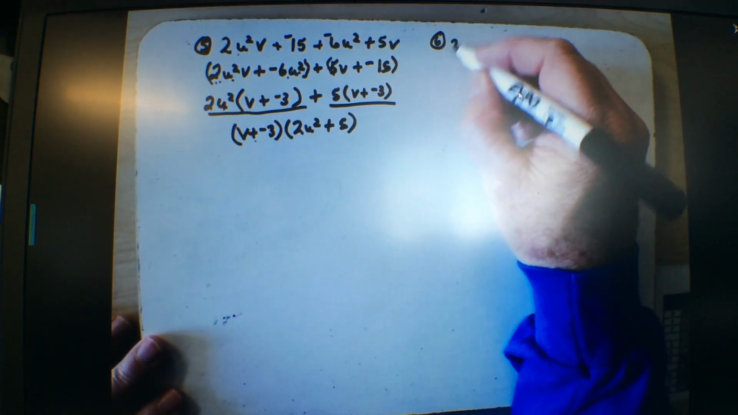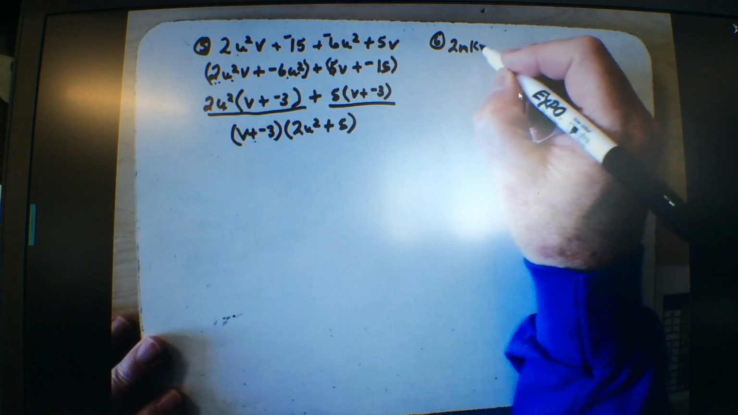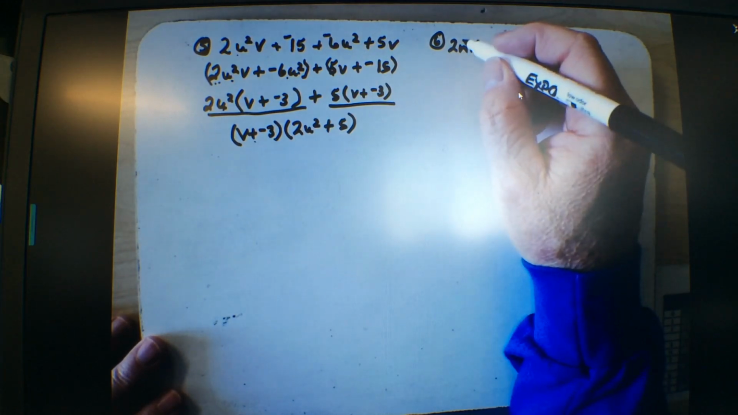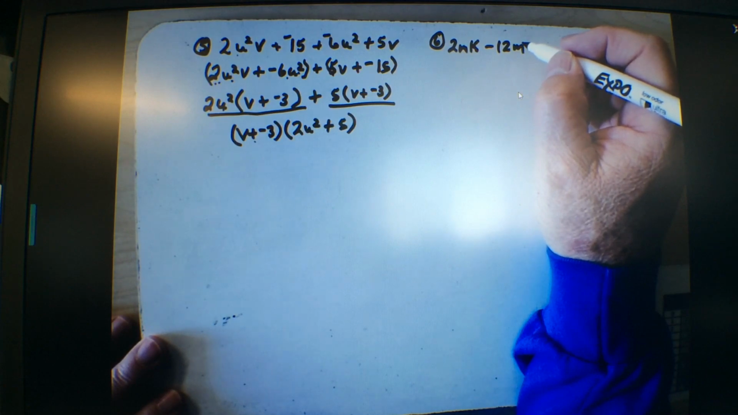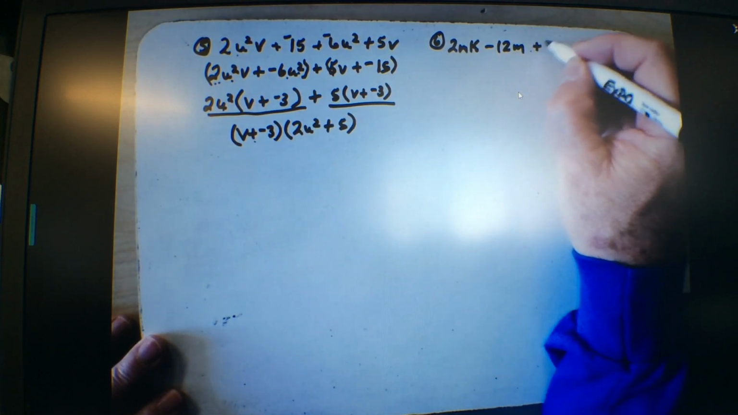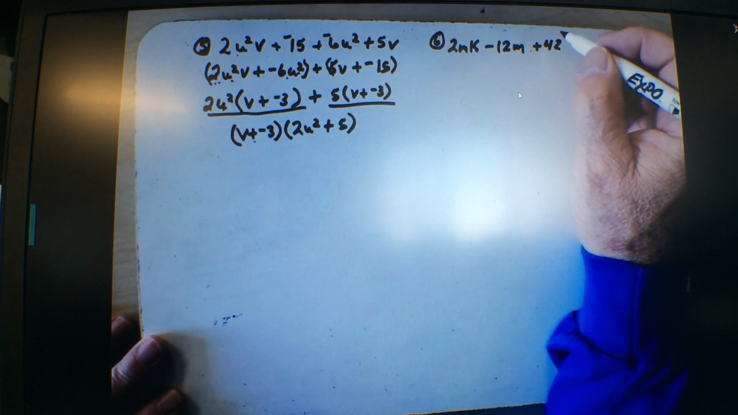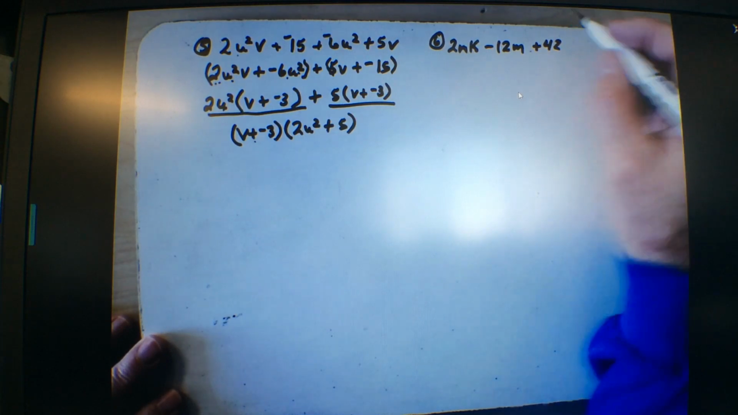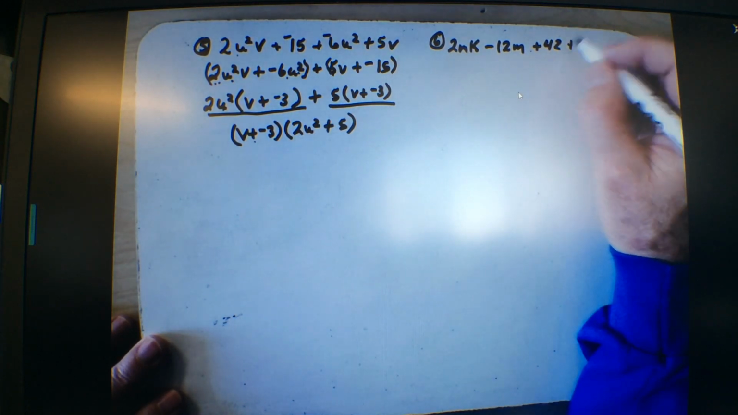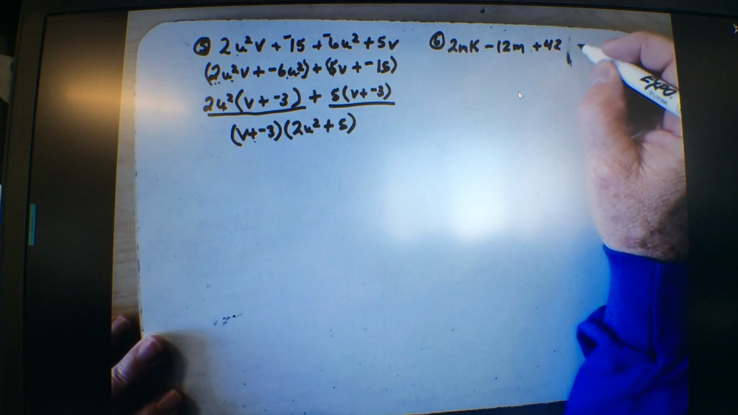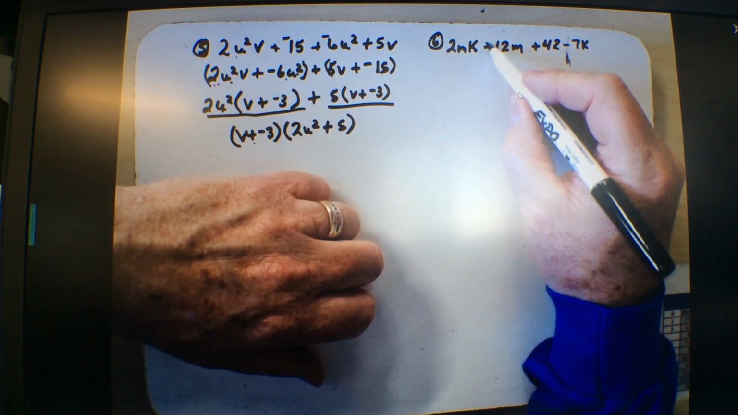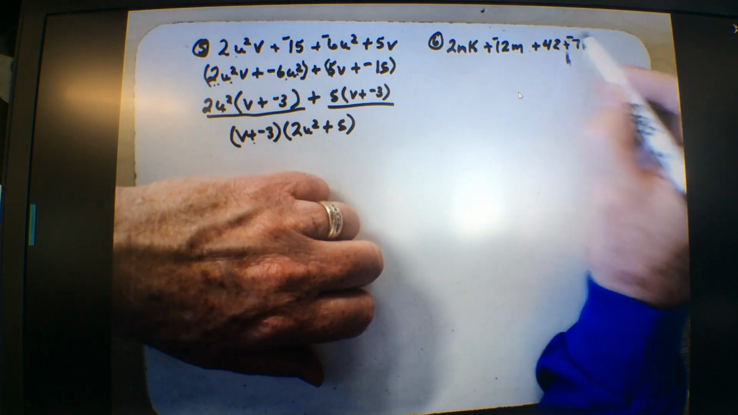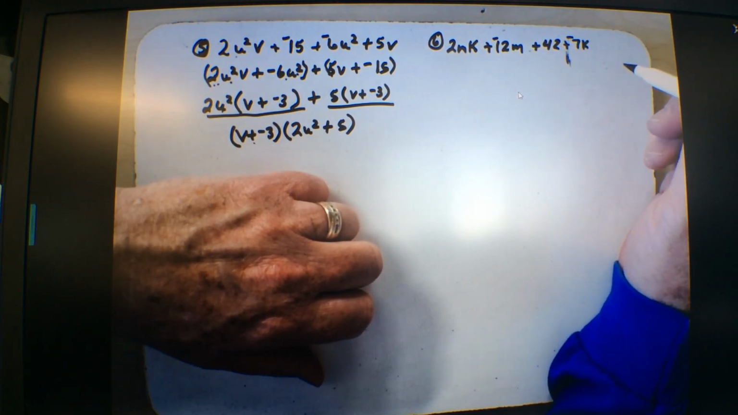Now it gets interesting, if it already hasn't. 2mk, that's an m, minus 12m plus 42, plus, or excuse me, minus 7k. Okay. All right, let's change all subtraction to addition, correct? Boom, boom. Questions? You all understand that?